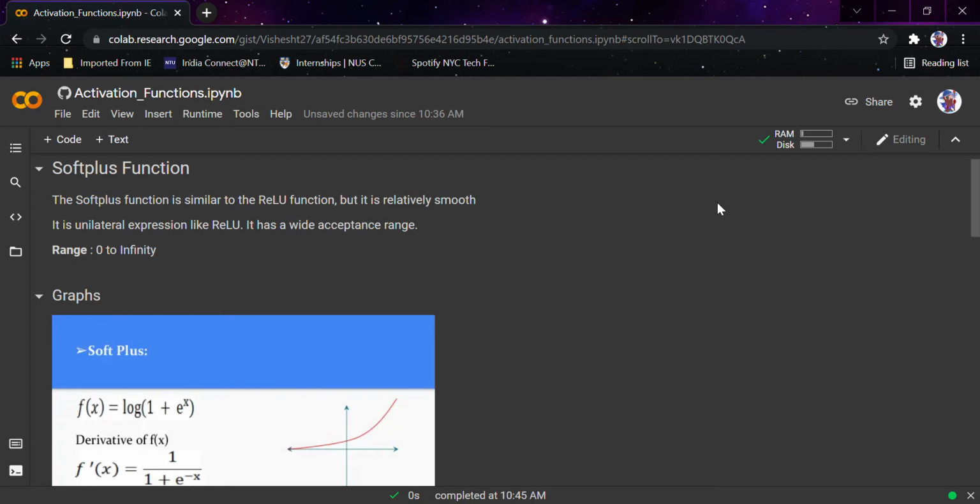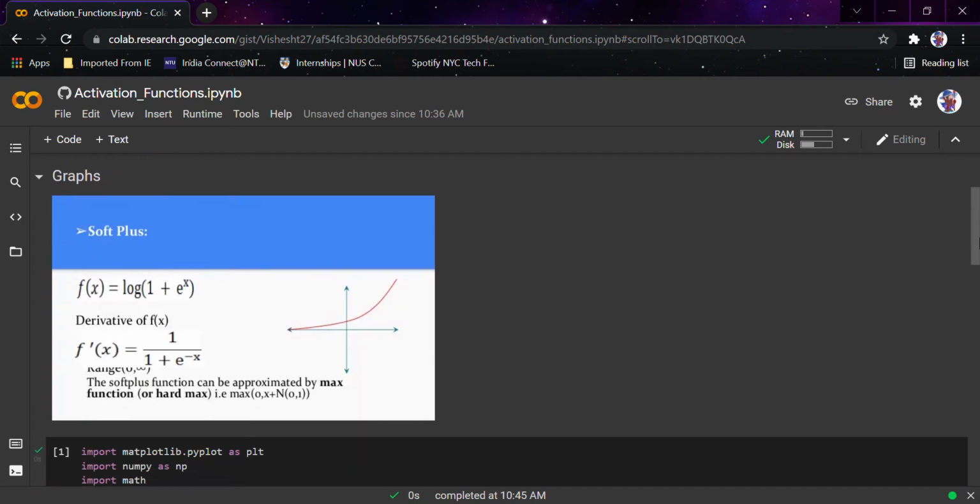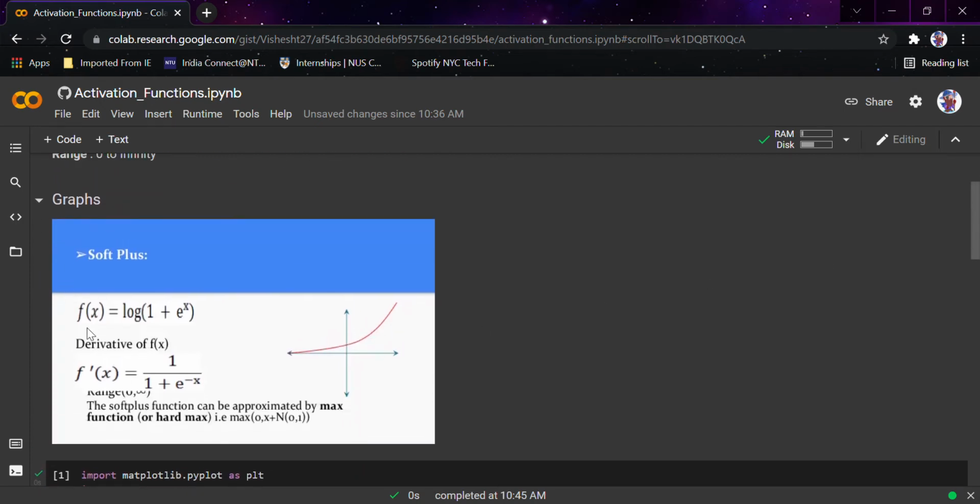SoftPlus function is very similar to the ReLU function, but it is relatively smooth. It is a nonlinear expression like ReLU. It has a wide acceptance range just like ReLU, and the range is between 0 to infinity. So if you look at the formula, f(x) is equal to the log of 1 plus e raised to the power x, the exponential of x.